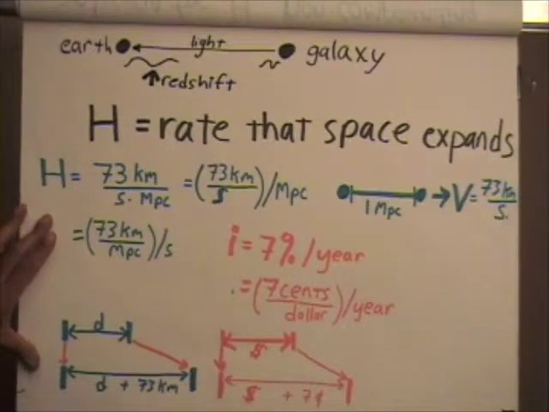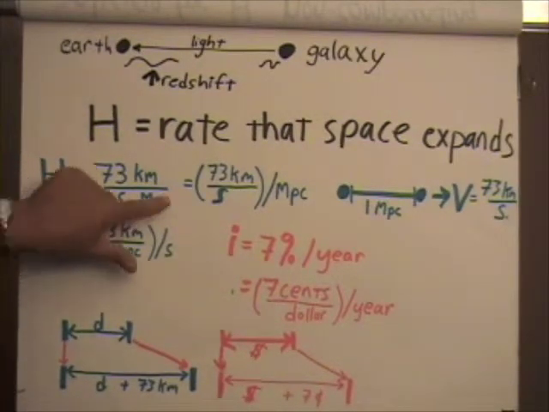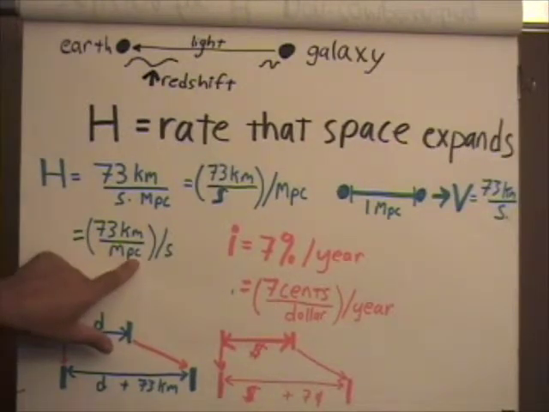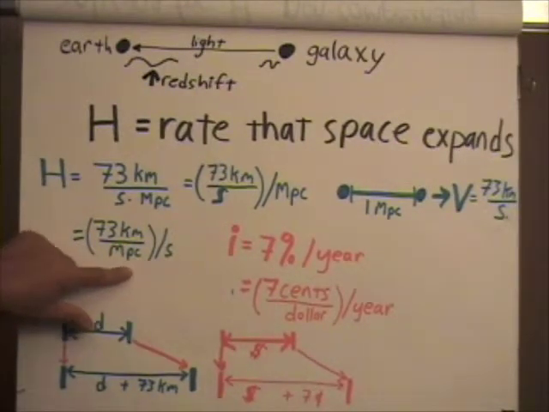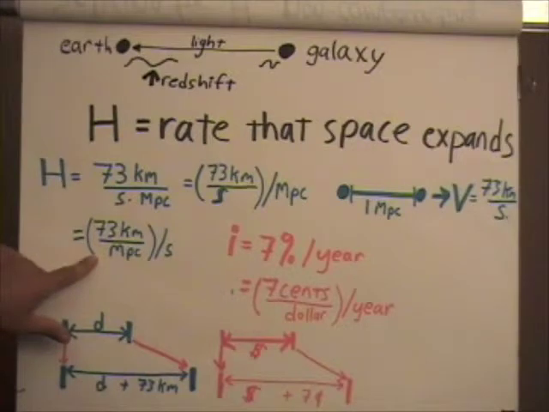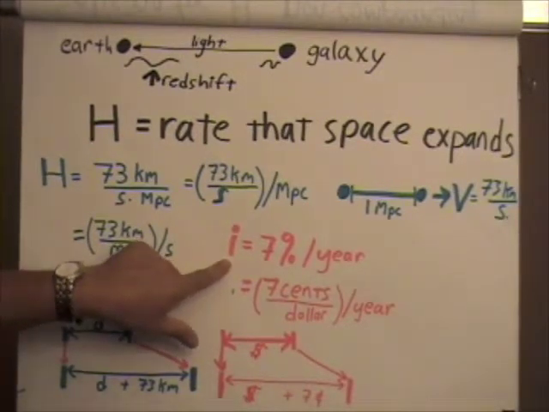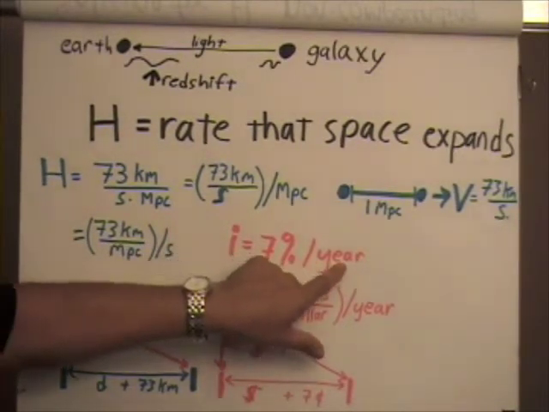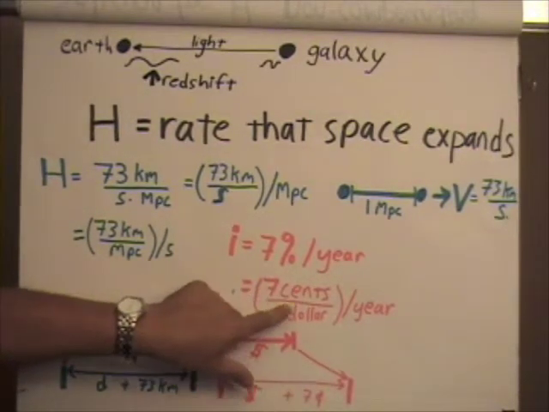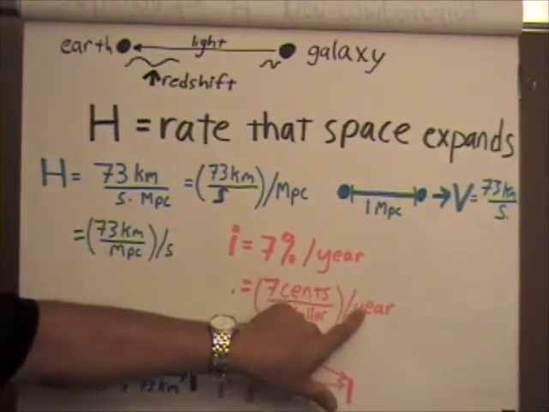And here's the second way of understanding what it means. We can write this as 73 kilometers per megaparsec per second. Now that is a rate of expansion given per second. And it's like an interest rate. Imagine we had an interest rate of 7% per year. Now that means that you're earning 7 cents per dollar every year.